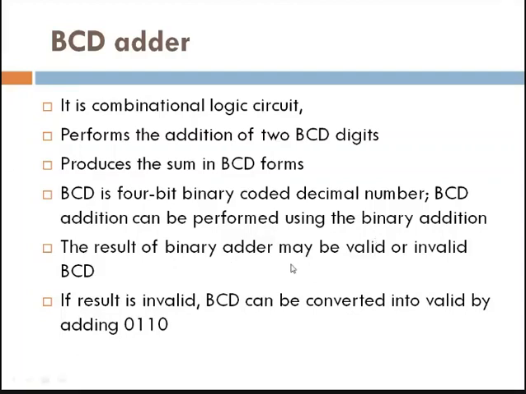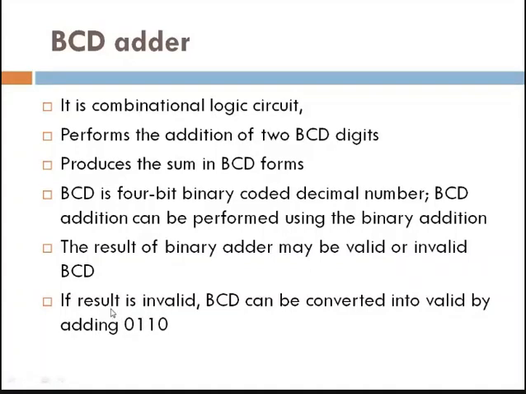The result of the binary adder may be a valid or invalid BCD number. Because if the sum we are getting is between 0 to 9, then it is considered a valid number. But if it is beyond 9, or more than 9, then that sum is not considered a BCD number, so the result may be invalid. But if that happens, then we can convert the invalid result into a valid one.